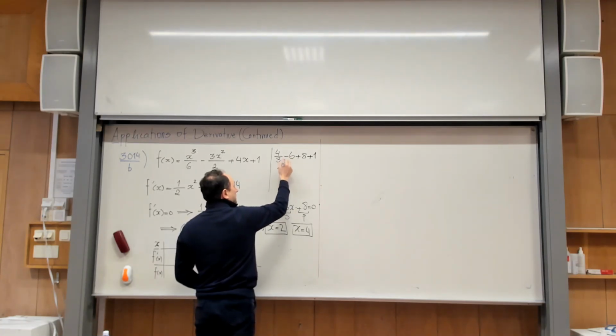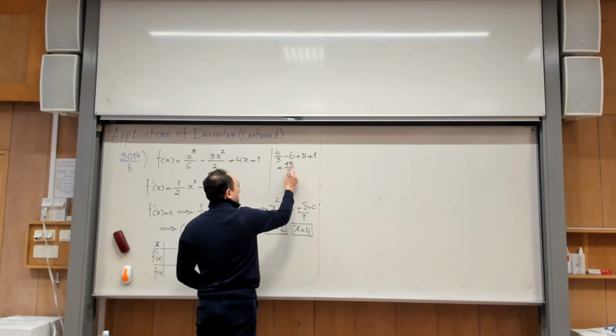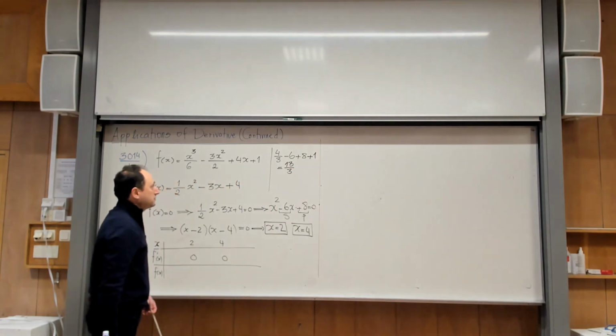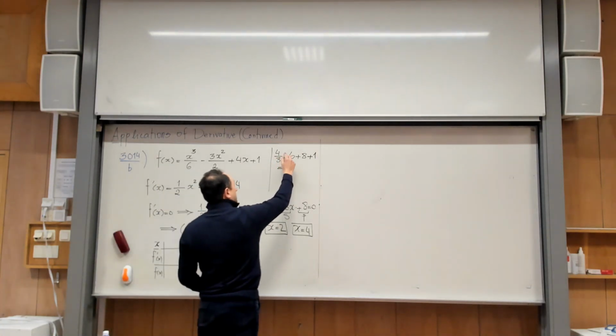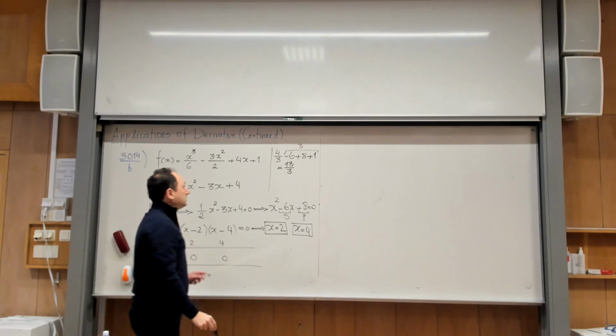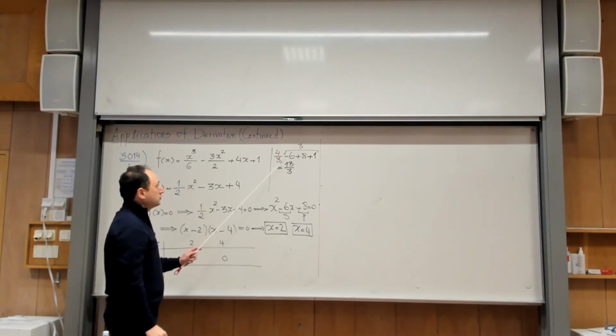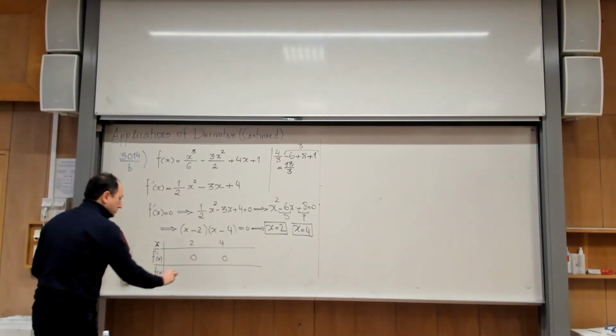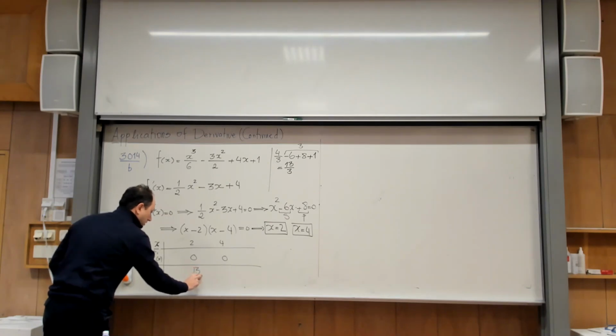Okay? And then hopefully you agree with me, and the answer should be this, yes? Because up to here is what? 3. And then 3 times 3 is 9 plus 4 is 13. So the answer that I get here is 13 over 3.